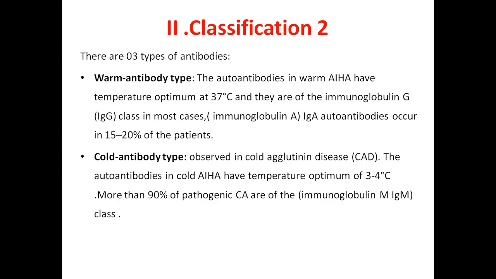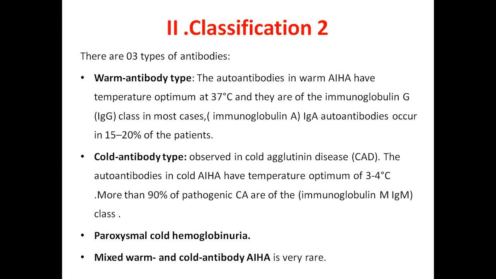2. Cold antibody type observed in cold agglutinin disease. The autoantibodies in cold autoimmune hemolytic anemia have temperature optimum of 3 to 4 degrees Celsius, and more than 90% of pathogenic cold agglutinin are of the immunoglobulin M class. 3. Paroxysmal cold hemoglobinuria. And finally, mixed warm and cold antibody autoimmune hemolytic anemia is very rare.